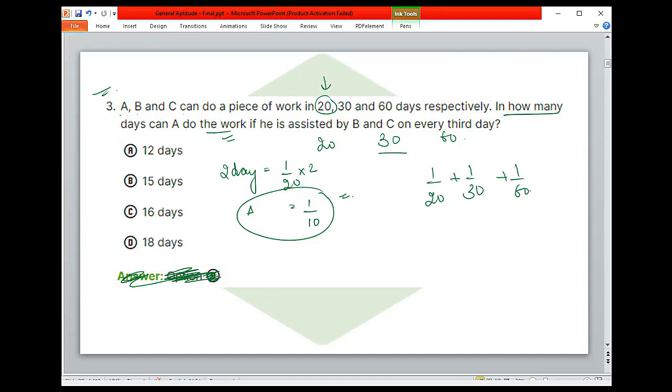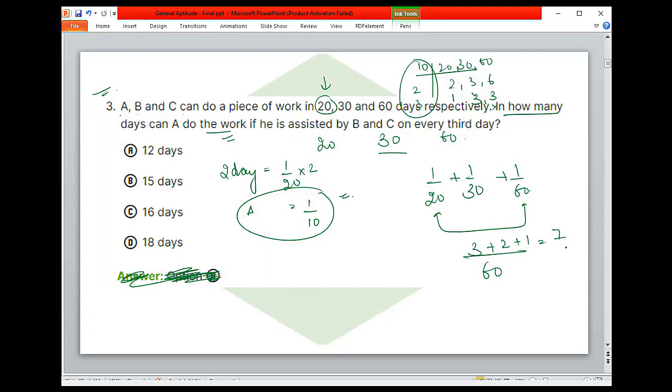Are you understanding this? On the third day, this much work would be completed. If you take the LCM of 20, 30, and 60, it is 60. So 3 plus 2 plus 1, which is equal to 6 upon 60. Are you understanding this particular point? Why did I get the third day's work done over here? Now look into the final solution itself.